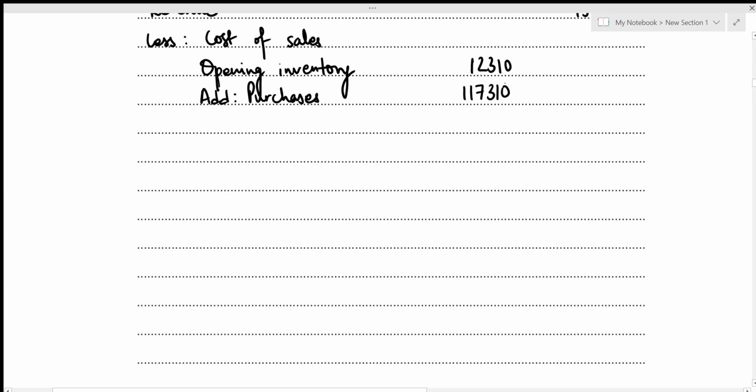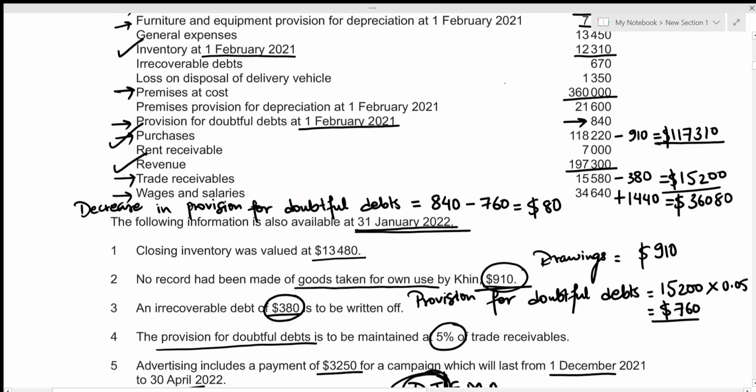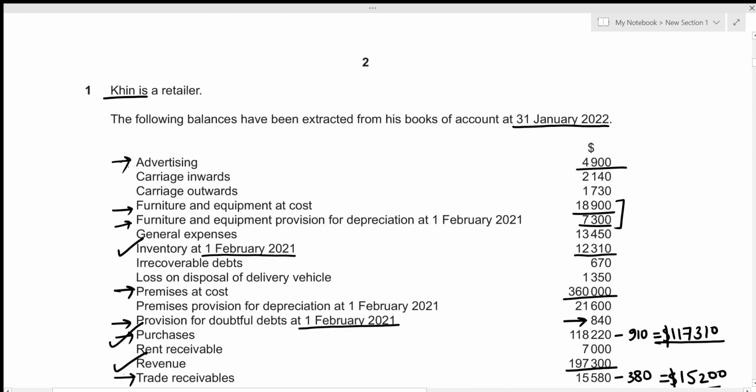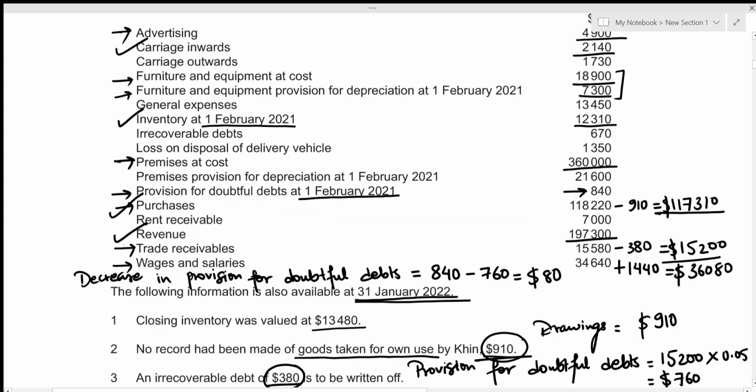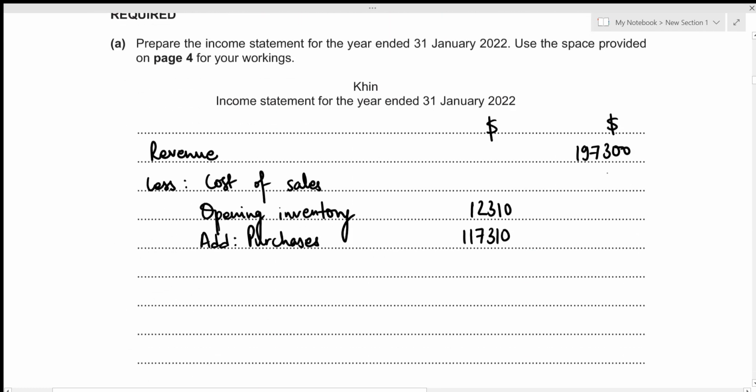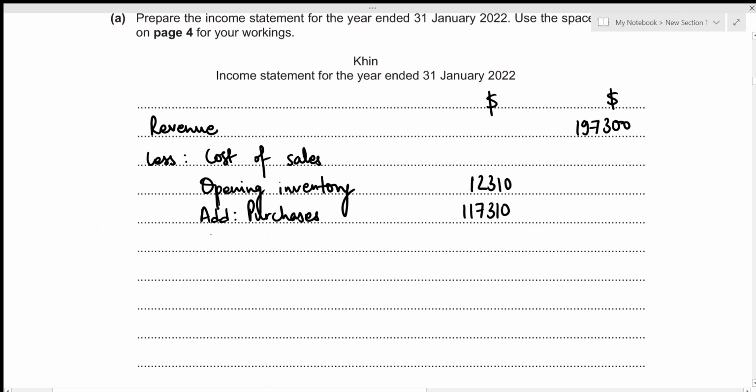Then let's have a look to see if we are given any carriage inwards. Okay, we can see that our carriage inwards is given, and this amounts to 2,140. Let's include this as well. And carriage inwards is our cost, right? So we need to add it to our cost of sales as well. So let's add carriage inwards, which amounted to 2,140. And then finally, we need to subtract our closing inventory.